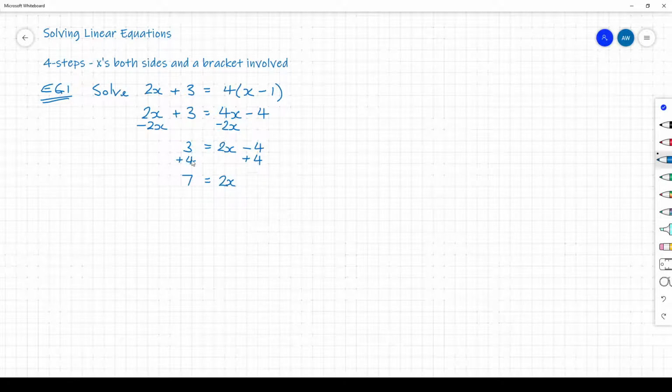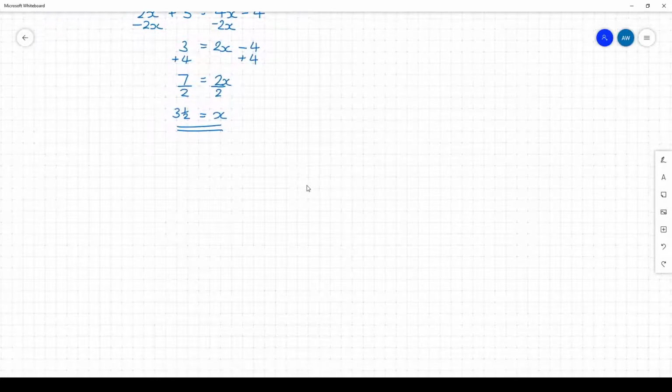Okay, balance method. Now we need to get rid of the 2. Because the 2 is being multiplied by x, going backwards, doing the opposite of that, we divide by 2. If we do it that side, we do it that side. And 7 over 2 is 3.5. And 2 over 2 is 1, which is why we did it. So there's our solution. You don't need to write x equals 3.5, you can just leave it as 3.5 equals x. That means the same thing. Okay, let's look at one more example.